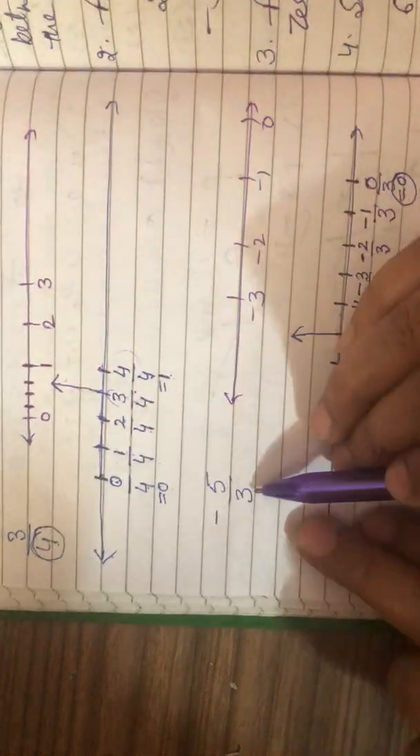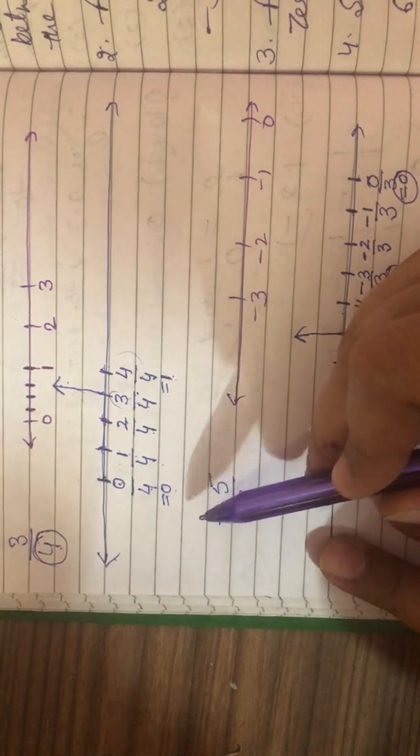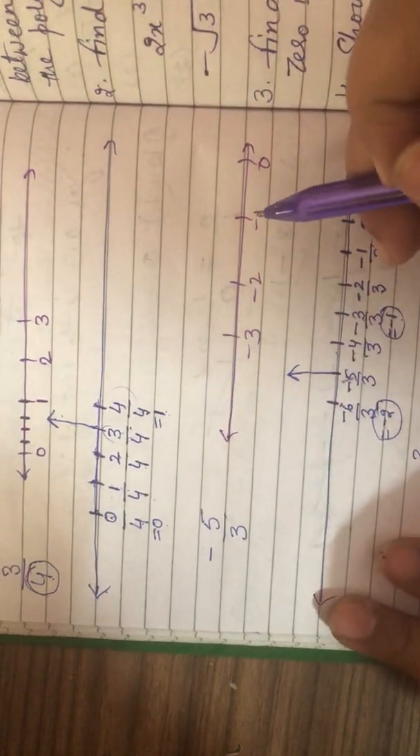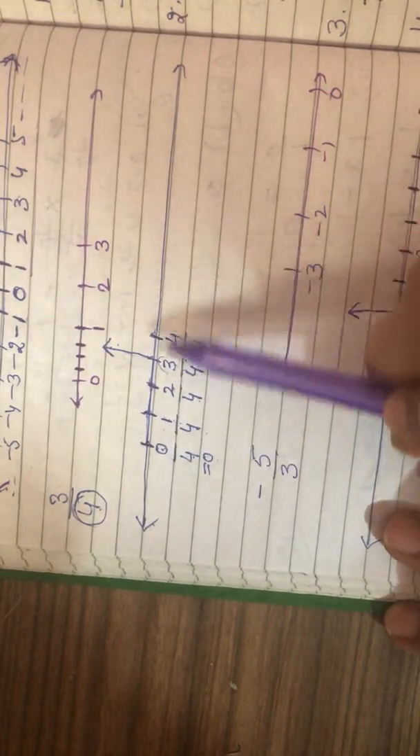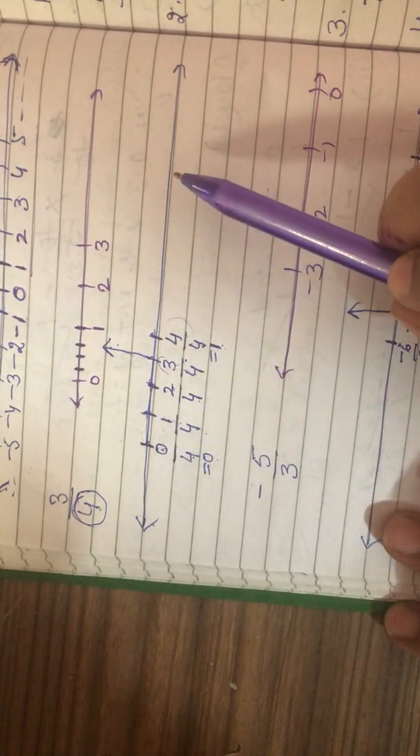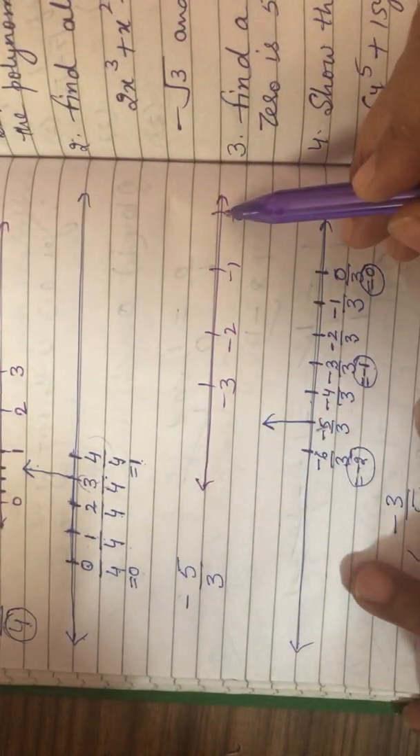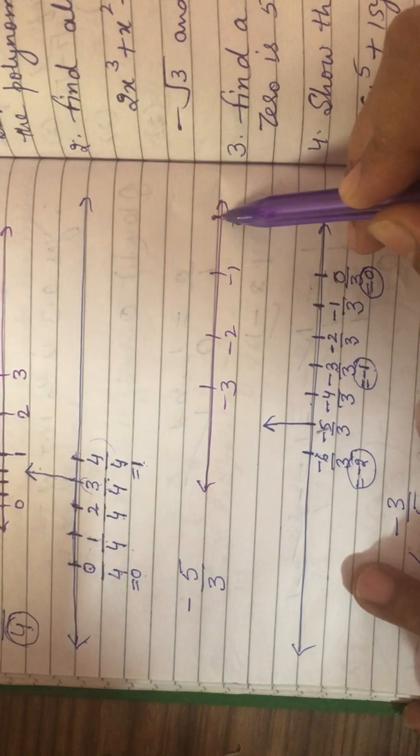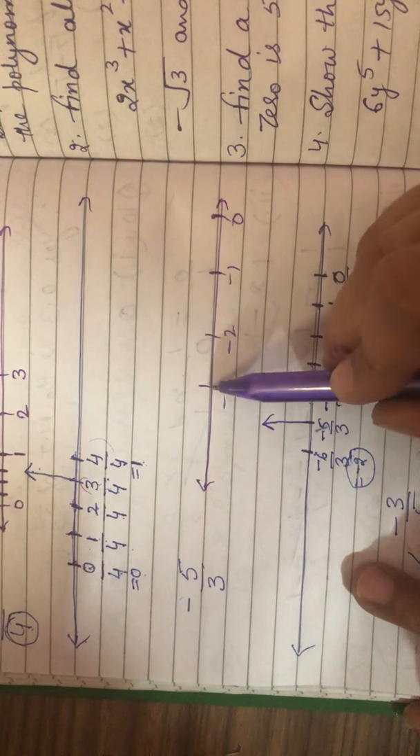Suppose we want to represent -5/3 on number line. So as you can see, this is a negative rational number. So it will be represented on the left side of number line. Since 3/4 was a positive rational number, we represented it on the right side of the number line. Now to represent -5/3, we'll start from here, 0. Then on the left side, next integer is -1, -2, -3.